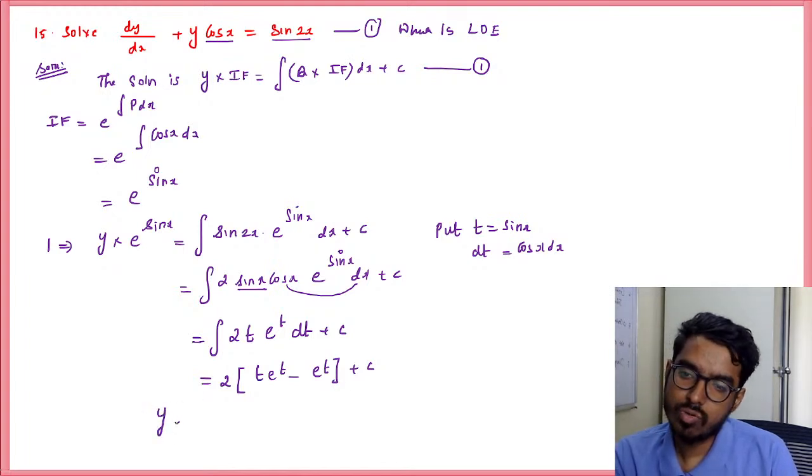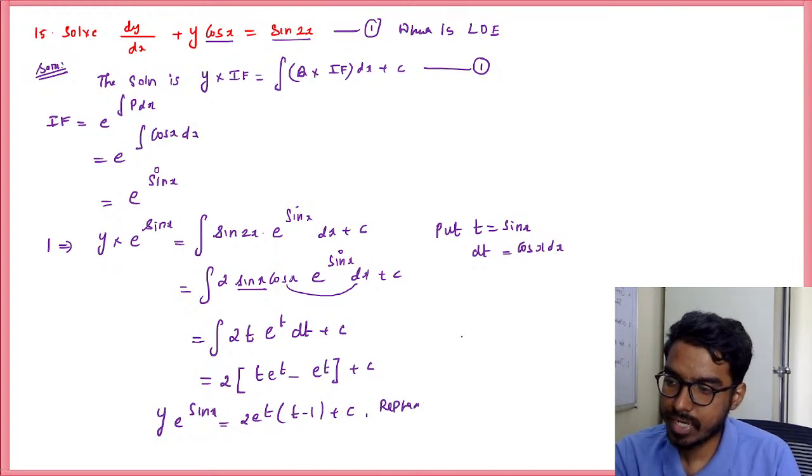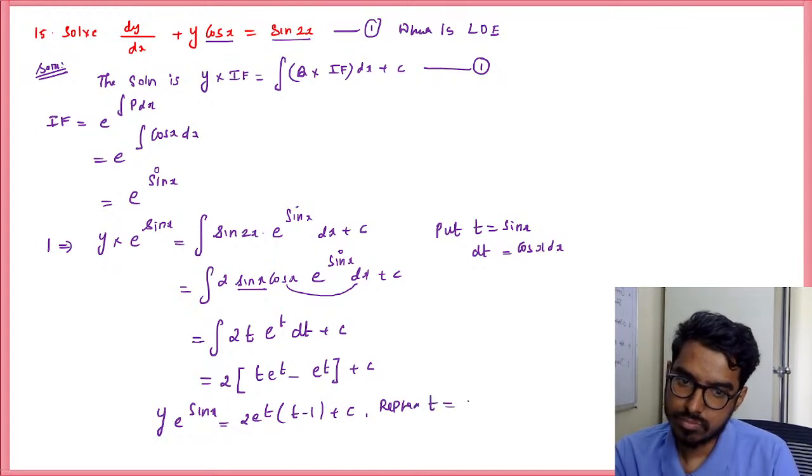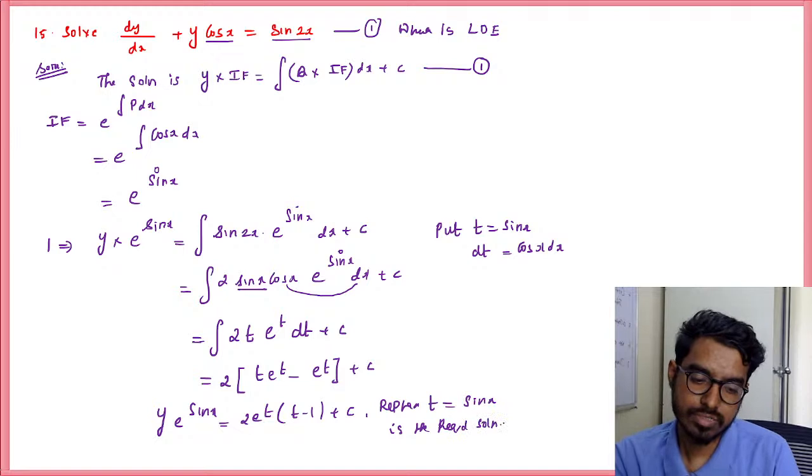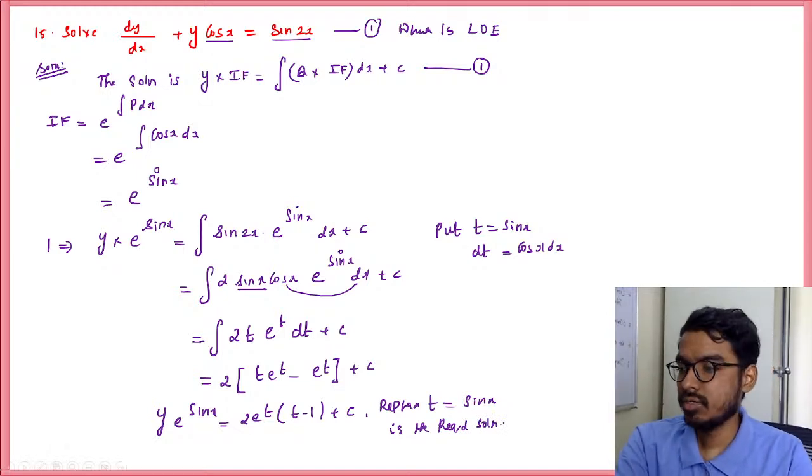So y into e power sin x is equal to 2. If I take e power t outside, we have t minus 1, plus c. So replace t is equal to sin x, the required solution. We'll stop here.